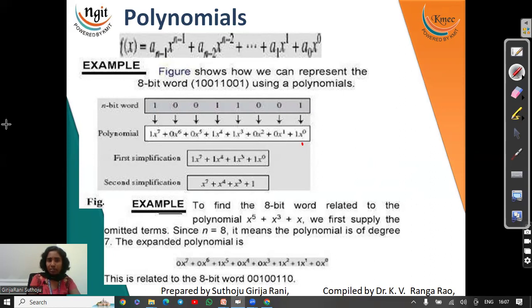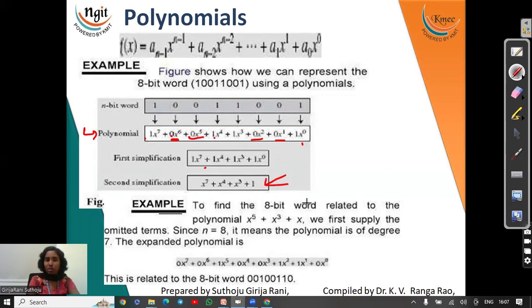As we are given the polynomial with the coefficient values, I am taking it like this. After evaluation, x to the power of 7 has coefficient 1, so I am taking it. The zero parts I am excluding. We do the polynomial additions and multiplications. So my value is x to the power of 7, x to the power of 4, x to the power of 3, and x to the power of 0. So my final value is this one.